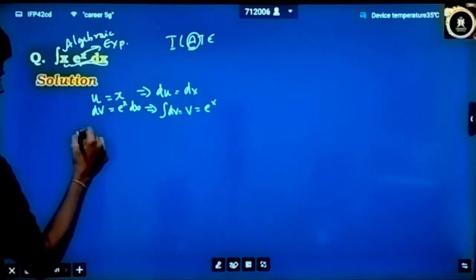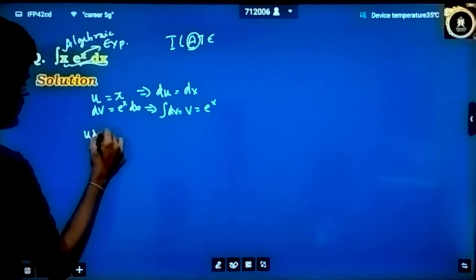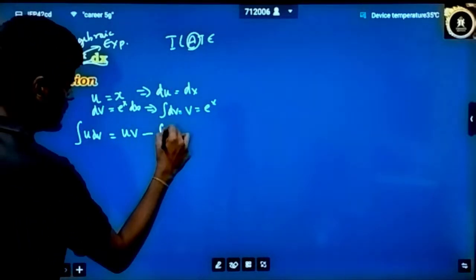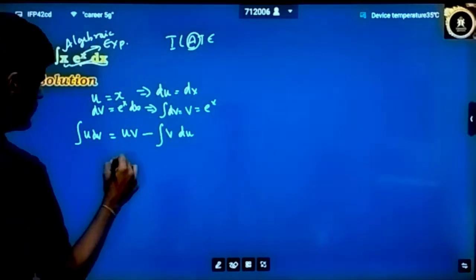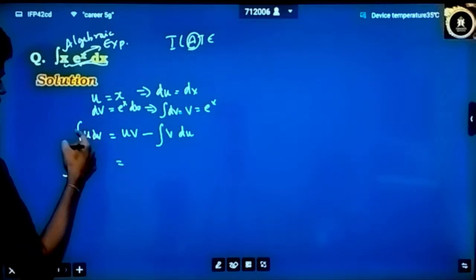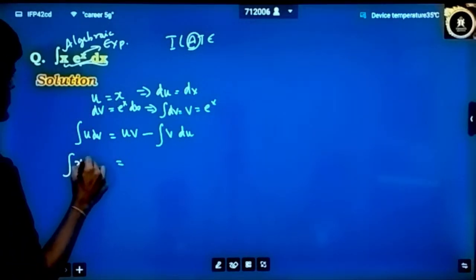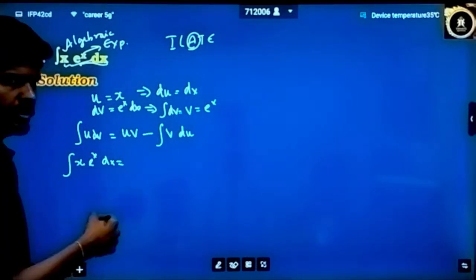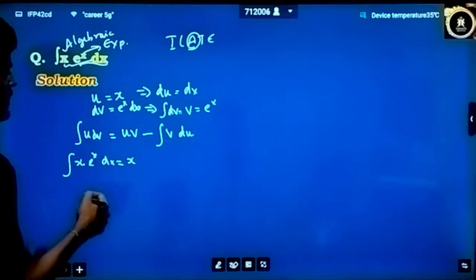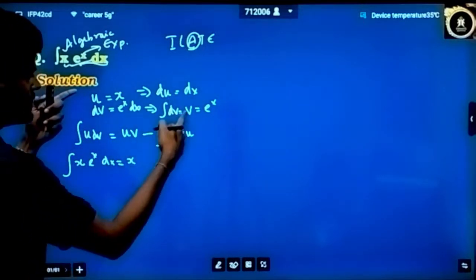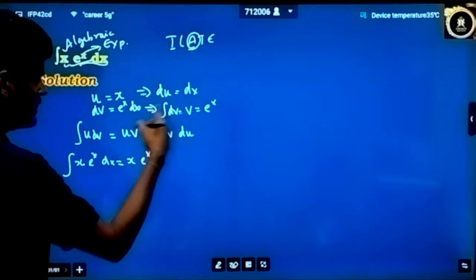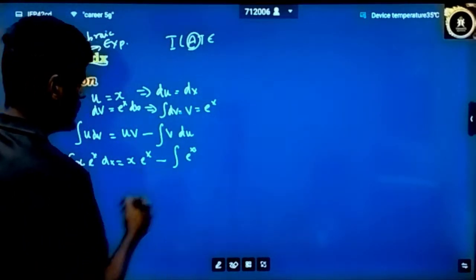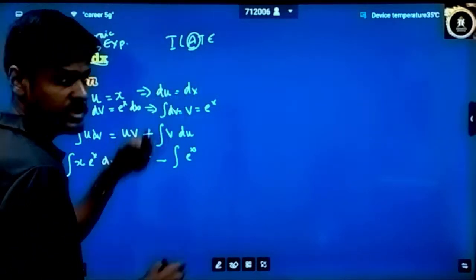That means final, what is the formula? Integral of u dv is equal to u into v minus integral of v into du. Now the given question is integral of x into e power x dx, that is equal to u into v. What is u? x, write it as it is, into dv into v. V is e power x, minus integral of v, again e power x, du. Du is dx.